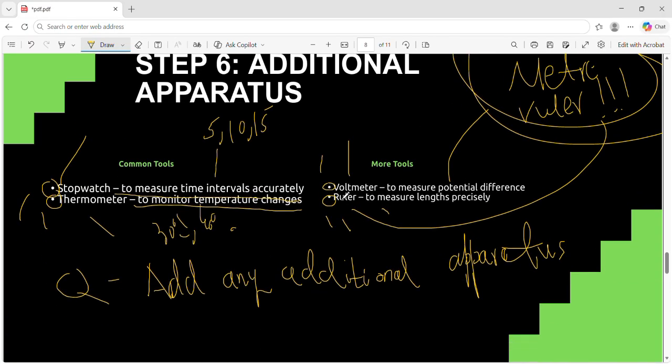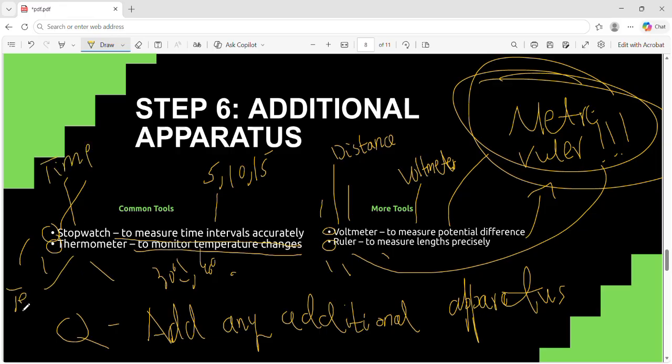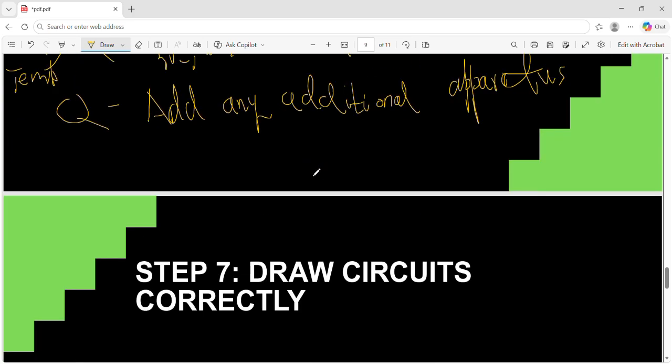For example, if you want to measure the length of something, maybe a piece of wood, then you use a meter ruler. If it says measure the distance, distance is the keyword, then you use a ruler. If they say voltage, or EMF, or potential difference, then you use a voltmeter. If they say time, then you use a stopwatch, and if they say temperature, then you use a thermometer. These are the keywords.